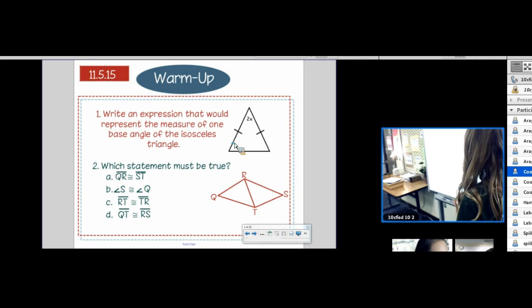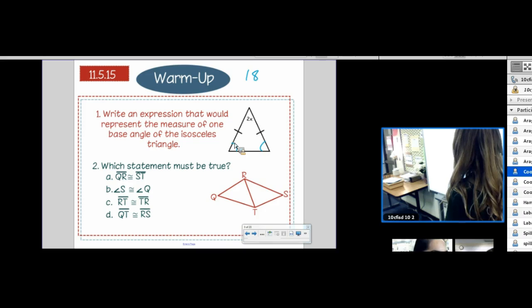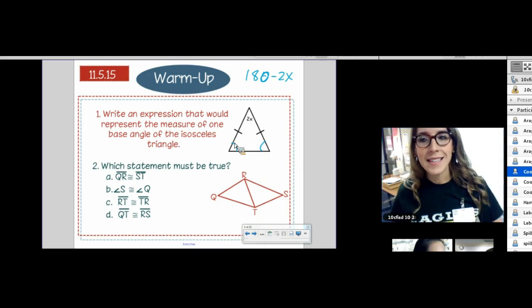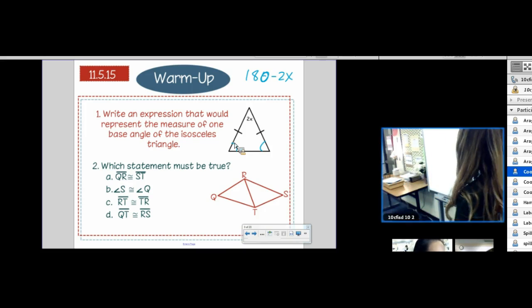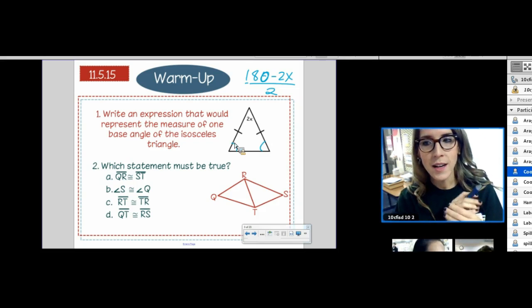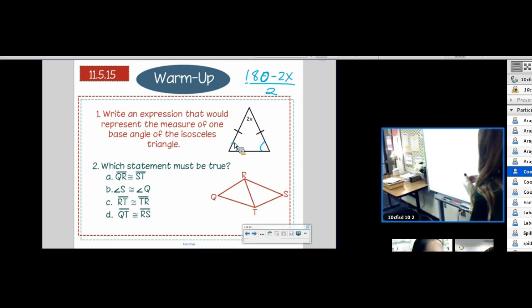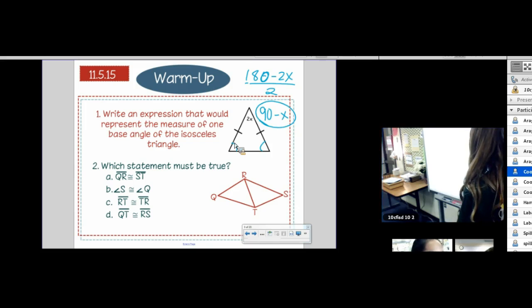But what you can do is think about the triangle sum theorem and the fact that those two angles represent 180 minus the vertex angle. That is the sum of those two angles. It's 180 minus 2x. Then you know that those two angles are congruent. We're not done. This can be simplified. So we're going to do 180 divided by 2, which is 90, and we can do 2x divided by 2. So look at that. Each angle equals 90 minus x.